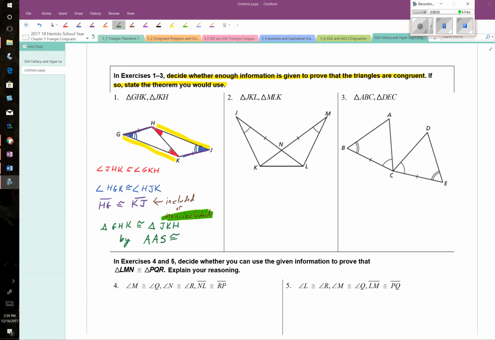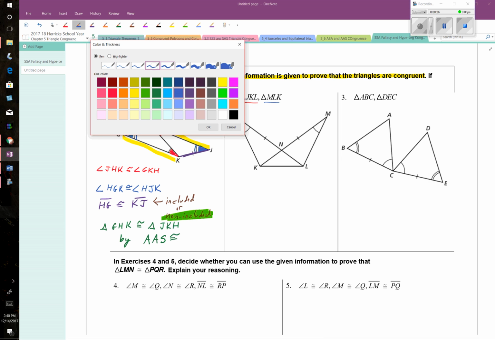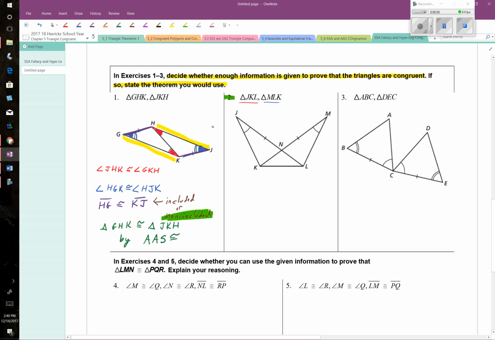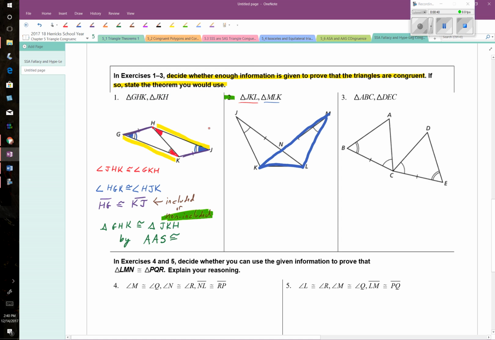Example number 2. So now we're going to try our hand at this problem. Want to see if triangle JKL is congruent to triangle MLK. Now, because they're overlapping somewhat, I'm going to just highlight them so I don't get confused. And so MLK is this triangle, and the other triangle, now let's change colors, is JKL.